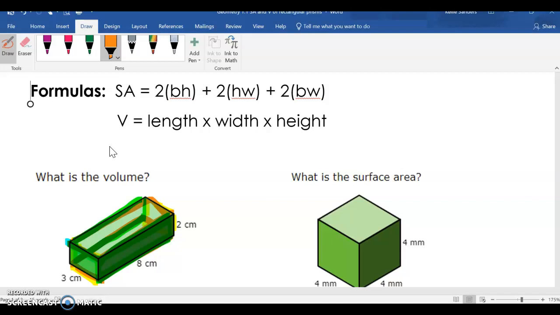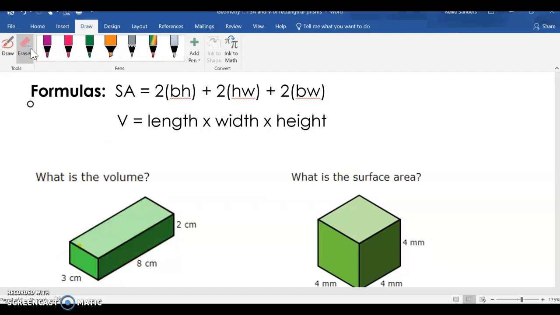So whenever you have a three-dimensional figure with parallel sides, it's going to be some kind of prism, depending on what the shape of the base is. And in this case, the base is in the shape of a rectangle, so it's a rectangular prism.